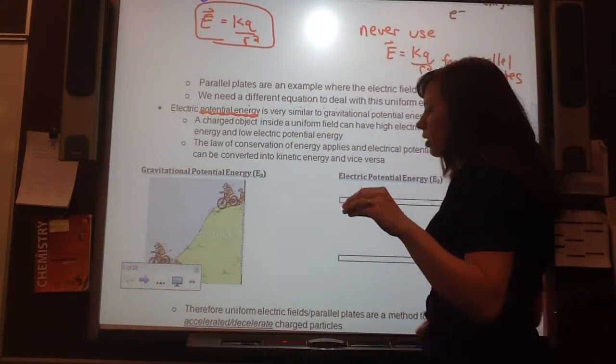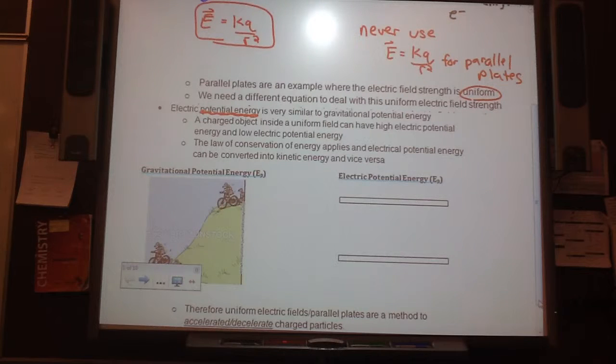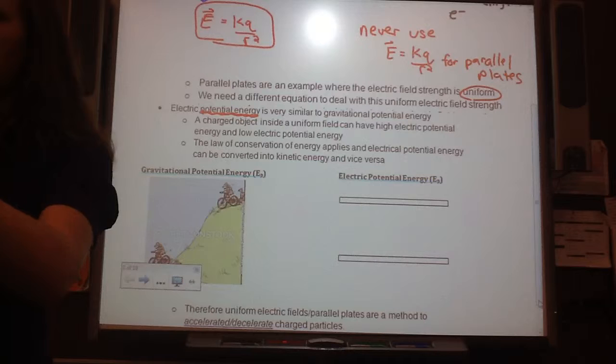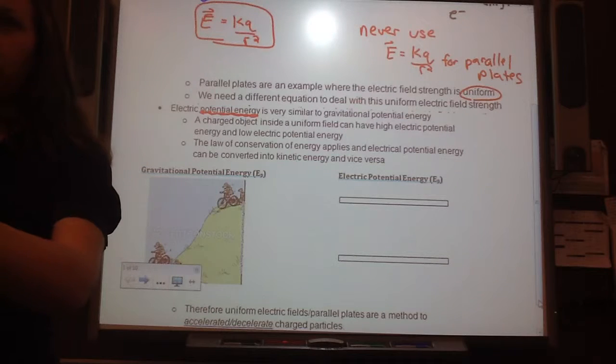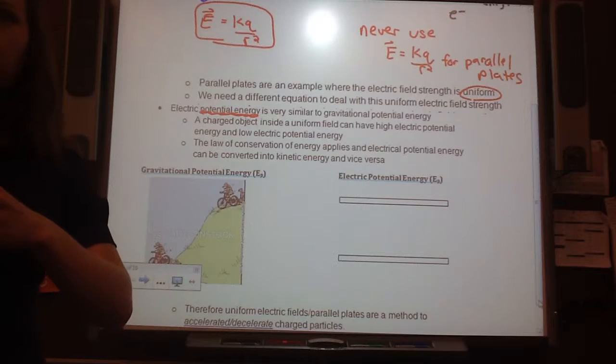So we're going to take that knowledge from Science 10 essentially and apply it here. A charged object inside a uniform field can have a high electric potential energy and a low electric potential energy. The law of conservation applies, and electric potential energy can be converted into kinetic and vice versa. So in our example, where we had the charged particle in the middle, you said that it would accelerate toward the negative, right?